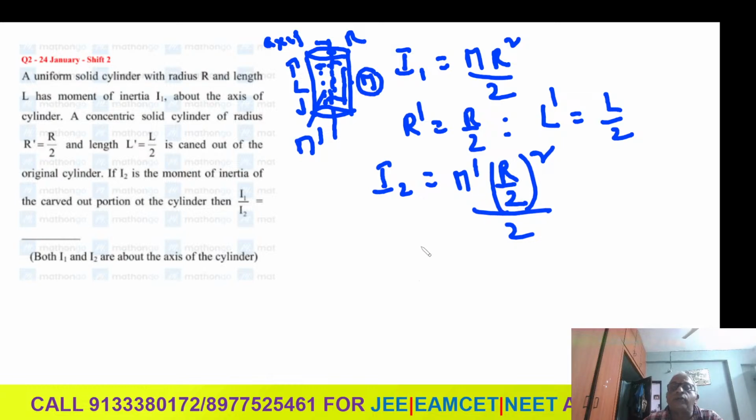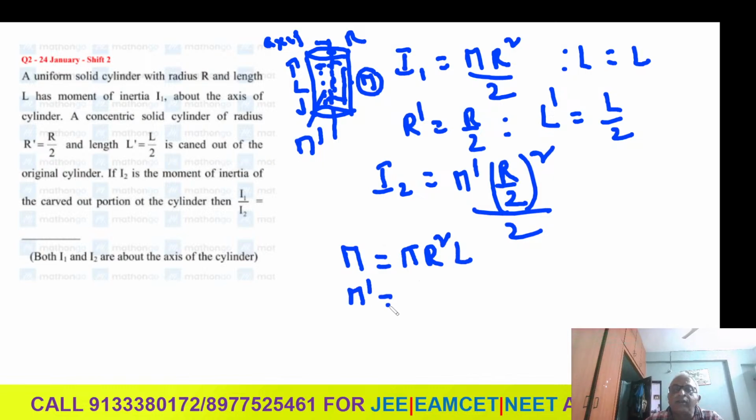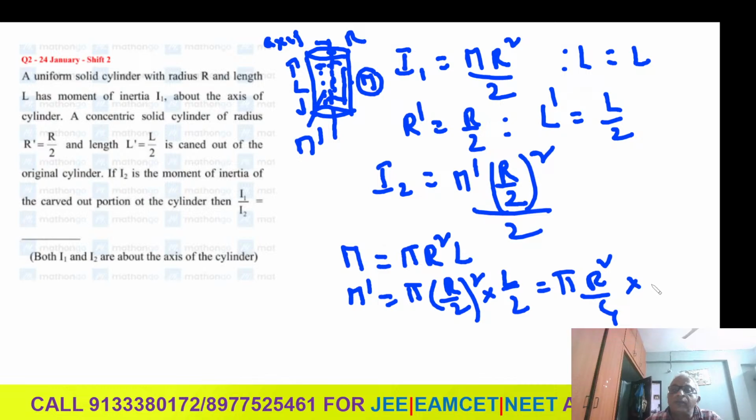But how do we find m dash? Mass is proportional to volume. That's why length is given. Don't think that length is unnecessary data. L is L first. M is the cylinder, pi r square L. M dash is pi into r by 2 whole square into L by 2, which is pi r square by 4 into L by 2, so pi r square L by 8. So m dash is M by 8.